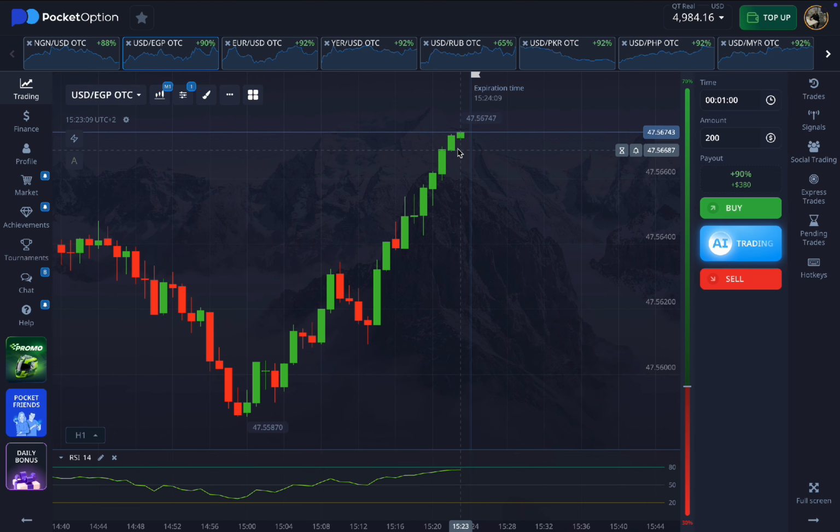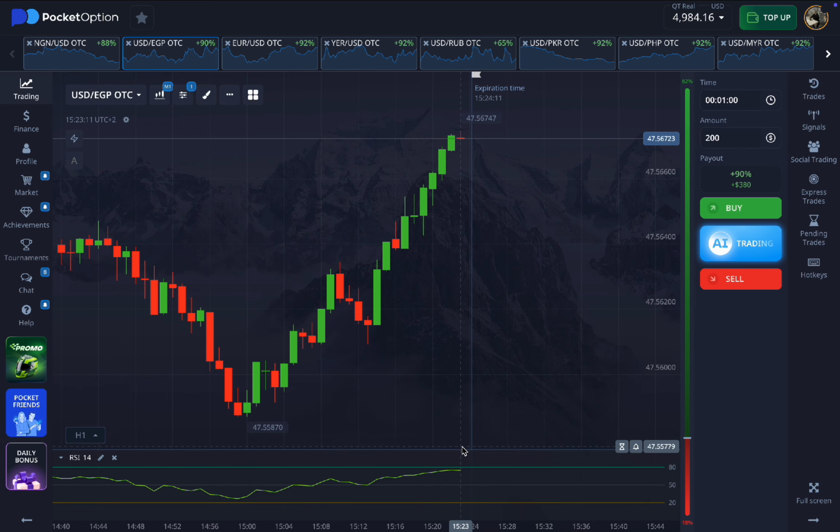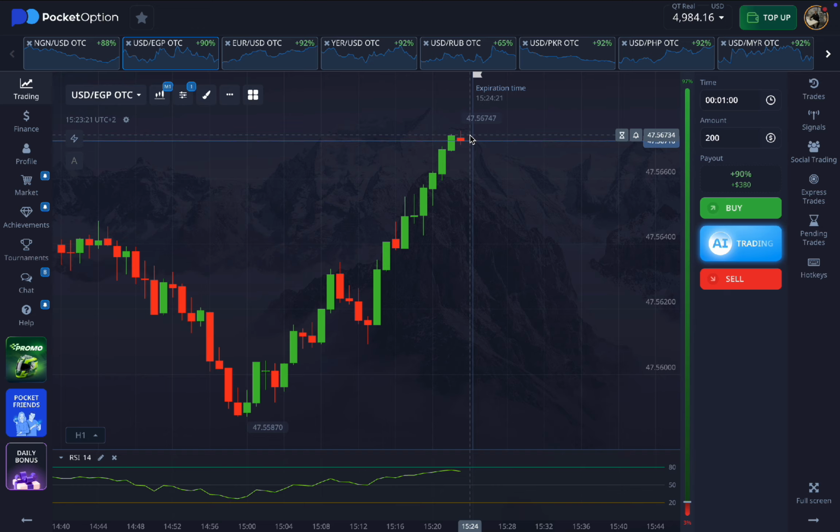Let's wait for the right moment now, because the price is getting closer and closer to the overbought zone. So, after this candle closes, let's open two trades for a decrease to recover our loss and also to make a profit. Alright, let's wait for this candle to close and then I'll continue.